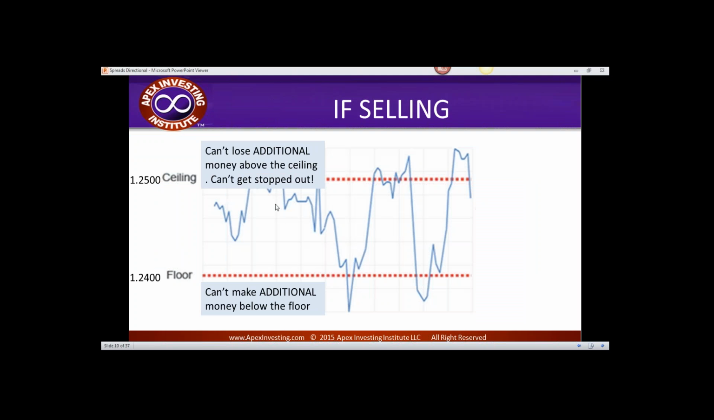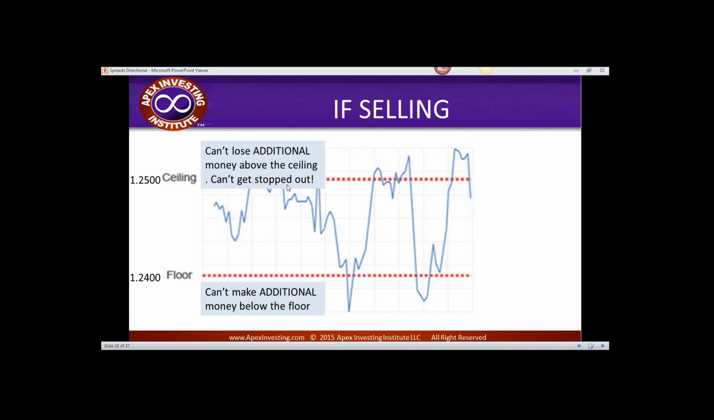Now, the nice thing about the spreads is this. You cannot lose more than a capped amount. Let's say you were selling the spread. So let's say that you sold the spread right here. Well, if you're selling it, you're saying the spread's going to go down. So if you got 2,400 down here and 2,500 up here, you're selling it somewhere right about 2,450, right in the middle, saying it's going down. Well, but it didn't. It went up. Okay? And see here, a couple times it went up outside of the ceiling. You can't lose any more money outside of the ceiling.